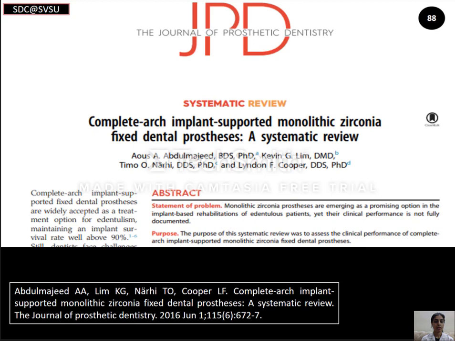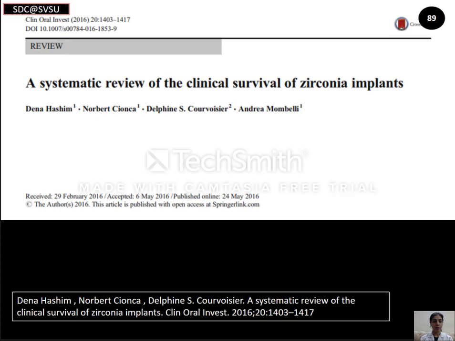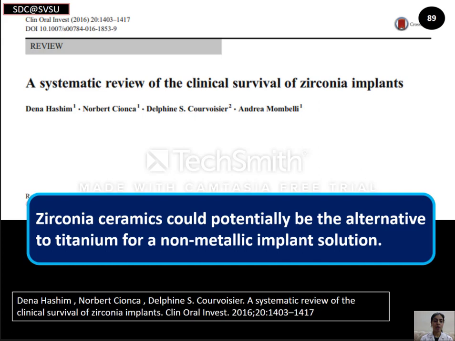In an article on complete arch implant supported monolithic zirconia fixed dental prosthesis, a systematic review, it was concluded that complete arch dental implant restoration with monolithic zirconia is associated with high short-term success. In another article, a systematic review of clinical survival of zirconia implants, it was concluded that zirconia ceramics could potentially be the alternative to titanium for a non-metallic implant solution.